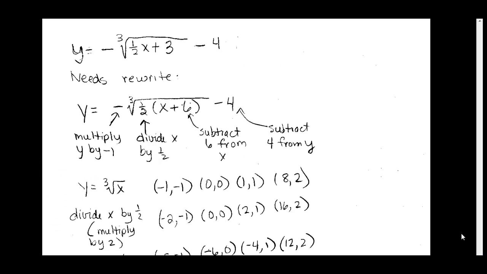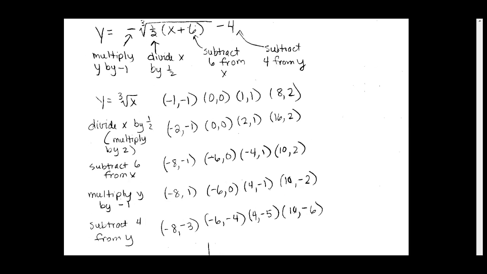This technique works with any kind of function. Here it's working with a cube root function. We can't assume that we're subtracting 3 from x because this is 1/2 x plus 3, not x plus 3. So in this situation, because there's multiple things happening to the x, we need a rewrite. So we factor out the 1/2 and write the radicand as 1/2 times the quantity x plus 6.